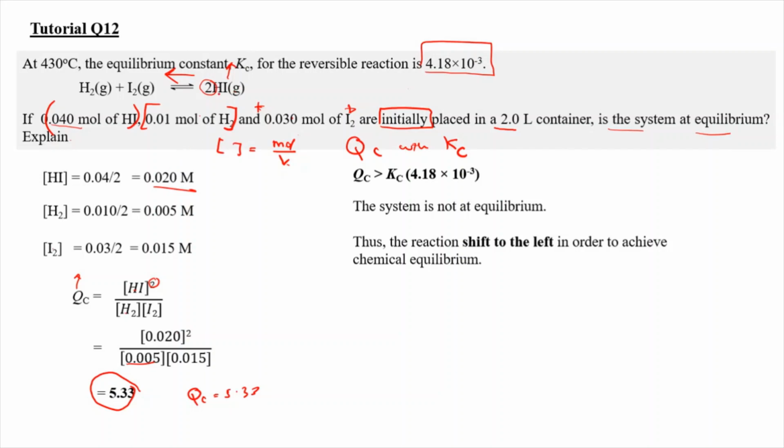Okay, and the reason is as I mentioned here, because when QC is high, the numerator side, which is the product side, is high, so it needs to be shifted to the left so that it can achieve equilibrium. Okay, but to make life easier, it is always the reverse of this direction. So if QC is bigger than KC, then we know that it's going to be in the reverse direction, which is going to the left. All right, so that's all for tutorial question 12.